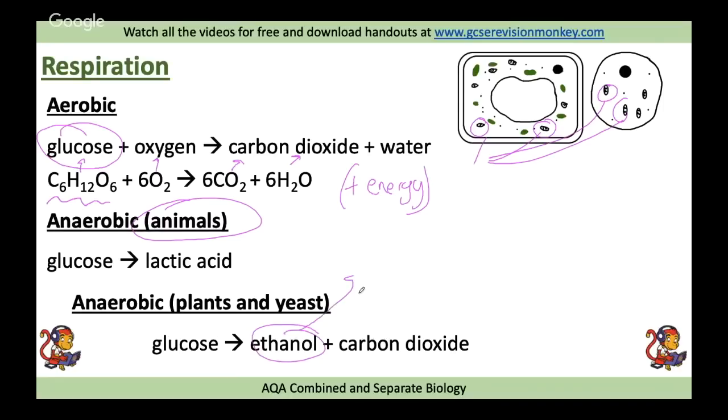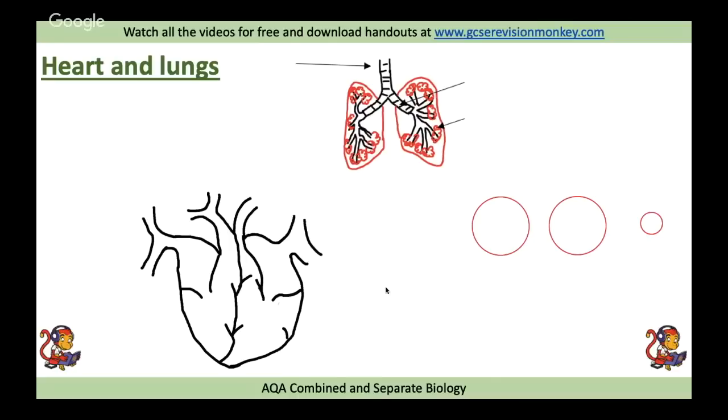This product here that's made is used in alcoholic drinks. And this product is used in the baking industry to help the bread rise. Now, when you're making bread, you actually make ethanol as well, but as soon as you put it in the oven, that boils and is taken away. Okay, let's move on to the heart and lungs then.